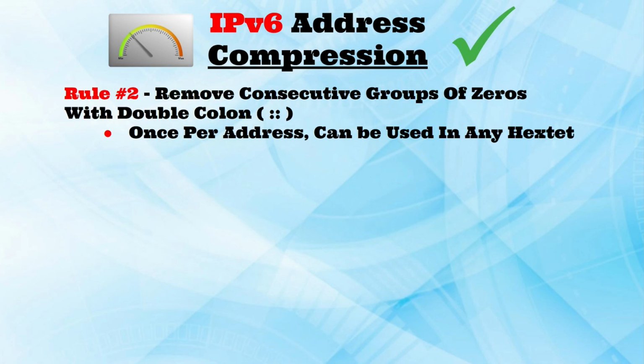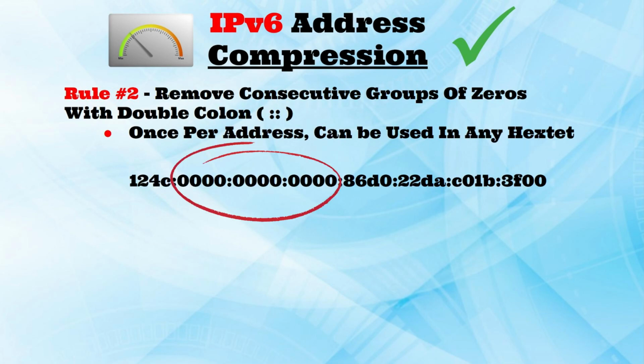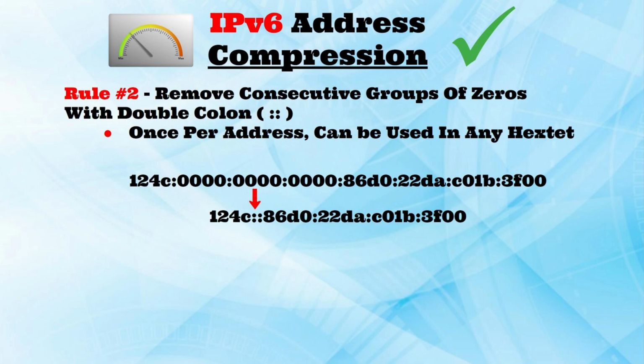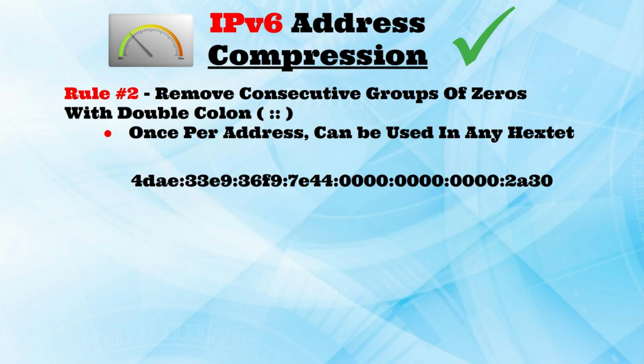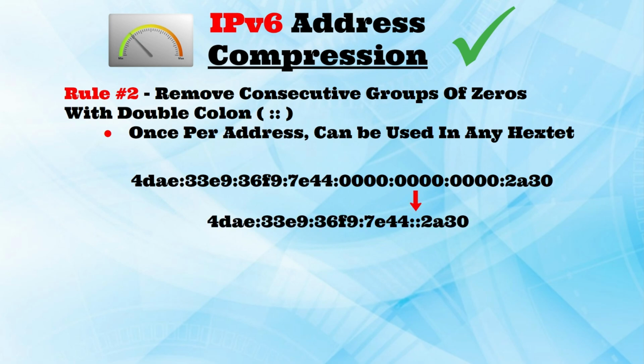Rule number 2 is to remove consecutive sections of zeros with a double colon. This can be used only once per address and can be used anywhere in the address. In this address, you see 3 consecutive groups of zeros. This meets the criteria of rule number 2, allowing the groups of zeros to be replaced with the double colon. Let's try another example. As you can see, there are 3 consecutive groups of zeros towards the middle of the address. Once again, we can replace all these zeros with a double colon.